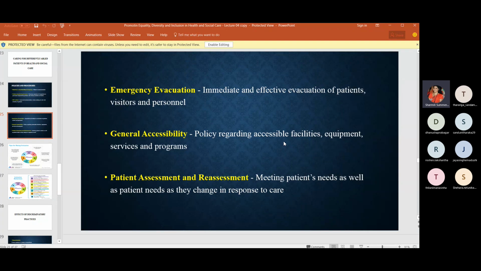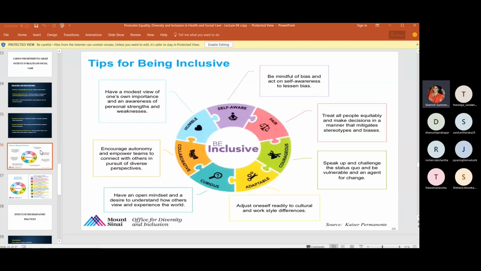So by that only we can improve the health of the people. So these are some of the policies and procedures which we are focusing mainly in the health and social care settings when talking about disability patients. So here, we have already studied regarding inclusion.